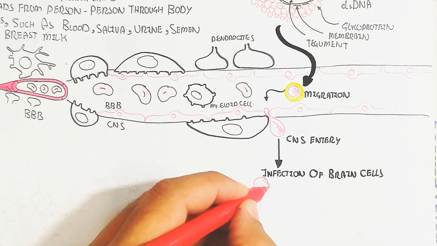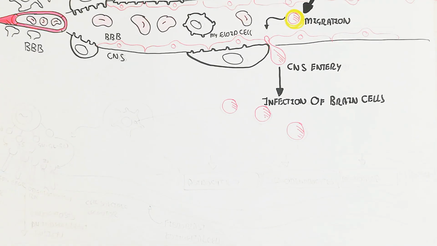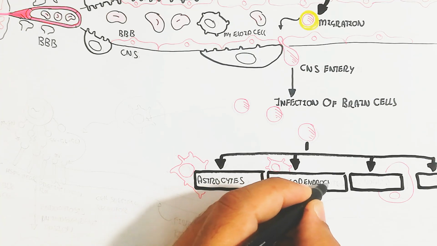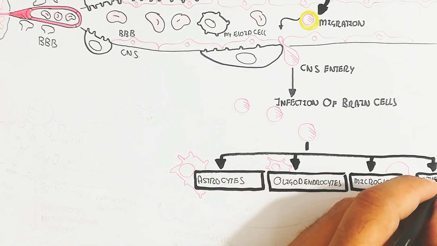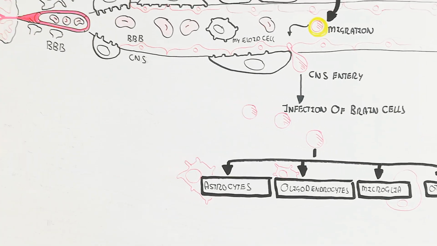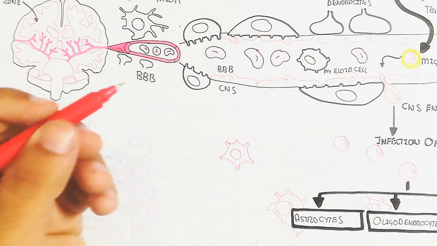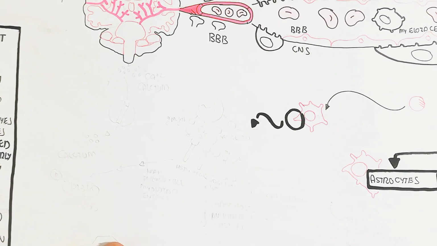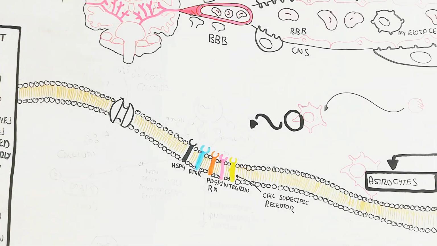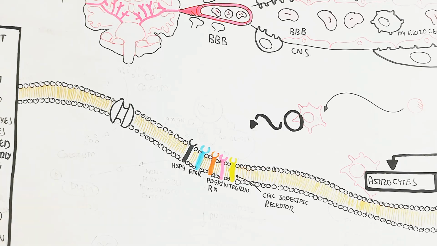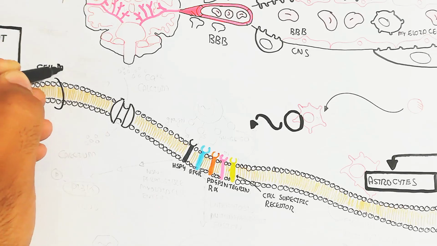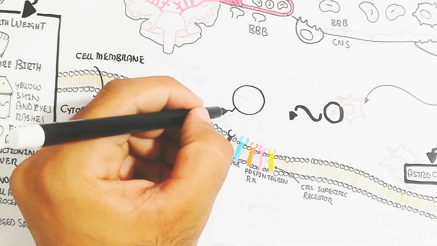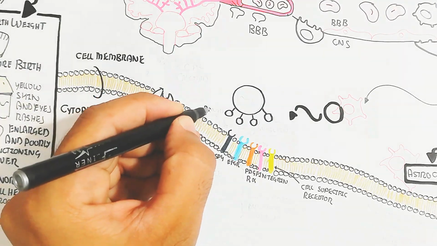Several types of brain cells, like astrocytes, oligodendrocytes, microglial cells, and other types like sensory neurons and motor neurons, will be infected by this virus, leading to inflammation and neurodegeneration. In this bigger picture, the surface of these cells contains many receptors, including HSPG, EGFR, and PDGFR, integrins, and cell-specific receptors.